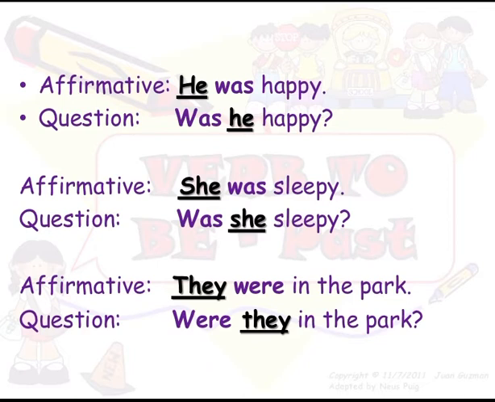The second example, she was sleepy. Was she sleepy? Here the subject is she and the verb to be is was. They were in the park. Were they in the park? Here the subject is they and the verb to be is were. We change their places and this is the question. Were they in the park? Don't forget to write a question mark at the end of the question.